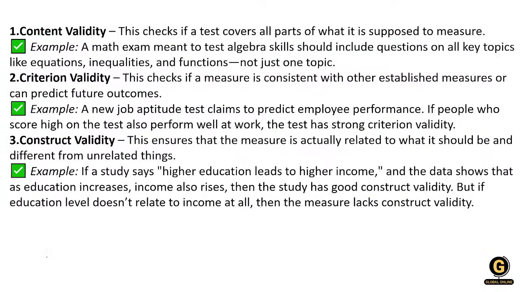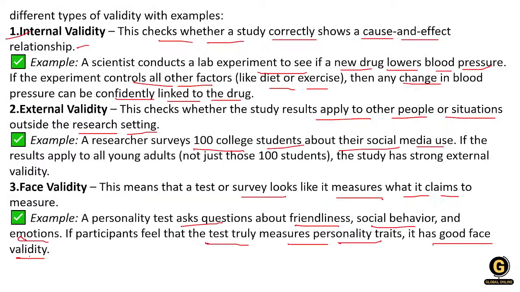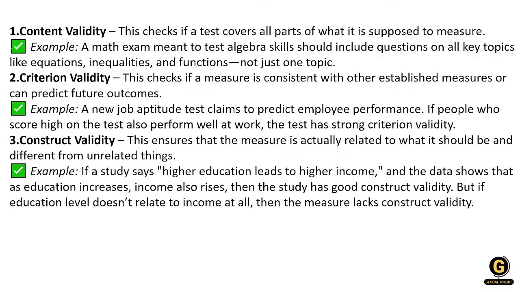Clear? Then content validity. This is the fourth one. Content validity checks if a test covers all parts of what it's supposed to measure. For example, a math exam meant to test algebra skills should include questions on all key topics like equations, inequalities, and functions, not just one topic. That is content validity.